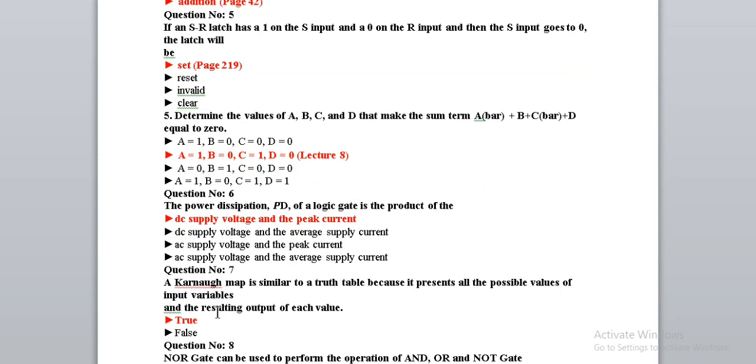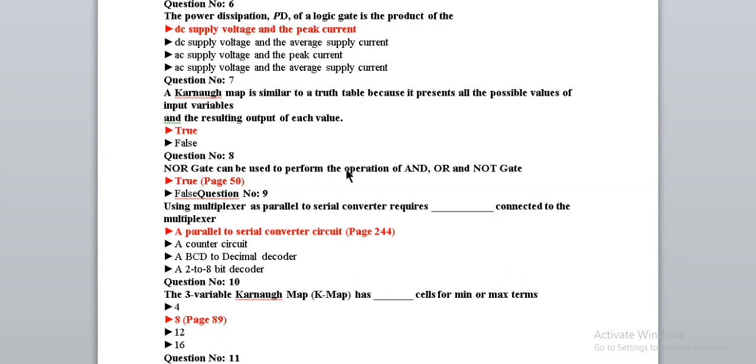current. A Karnaugh map is similar to a truth table because it represents all the possible values of input variables and the resulting output of each value. True. NOR gate can be used to perform the operation of AND, OR and NOT gate. True. Using a multiplexer as a parallel to serial converter requires dash connected to the multiplexer, a parallel to serial converter circuit. The 3-variable Karnaugh map has dash cells for minterms or maxterms. 8.